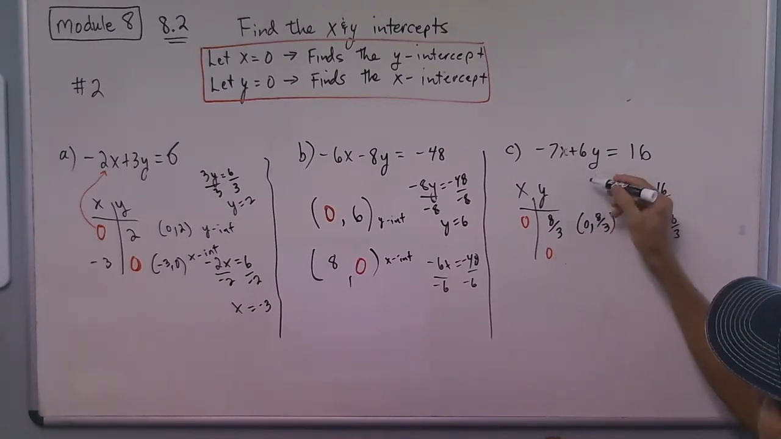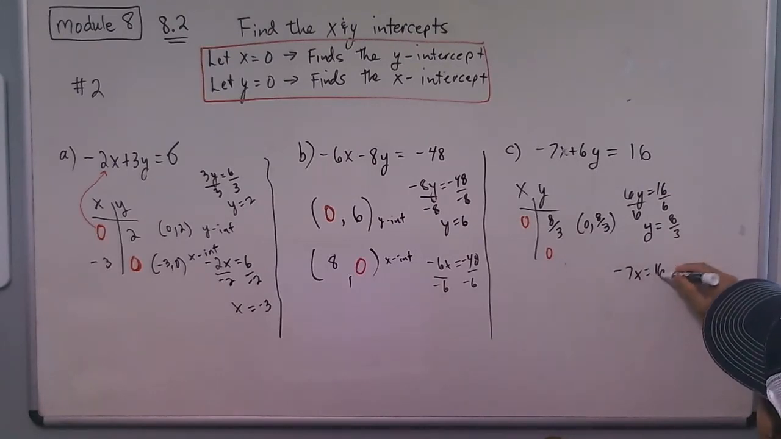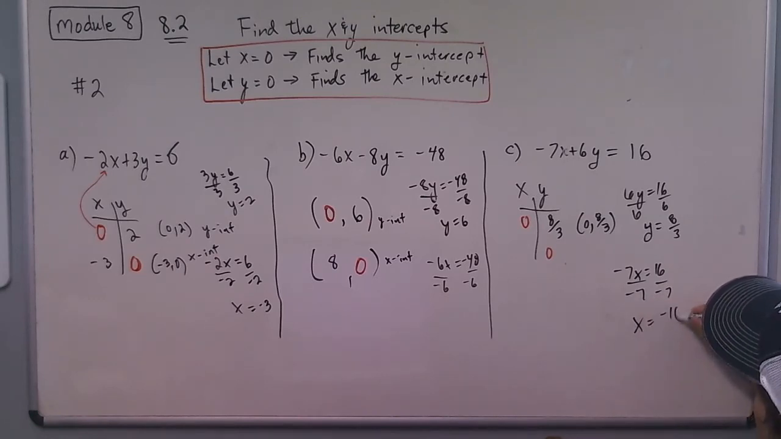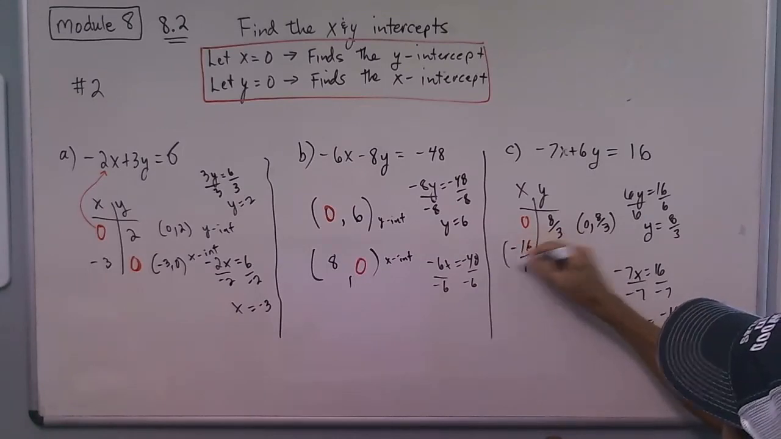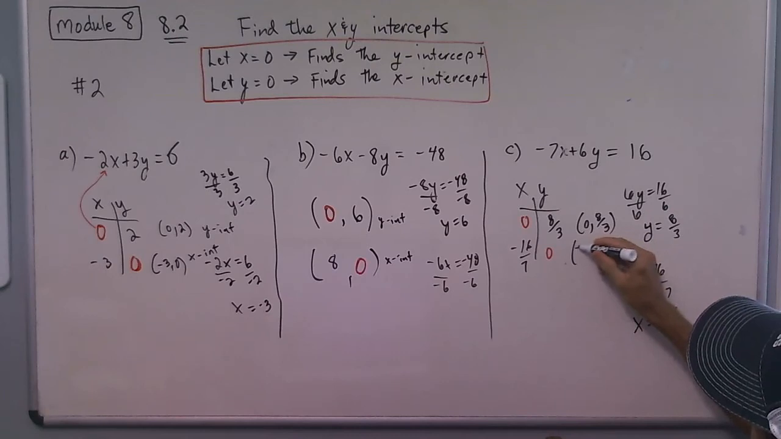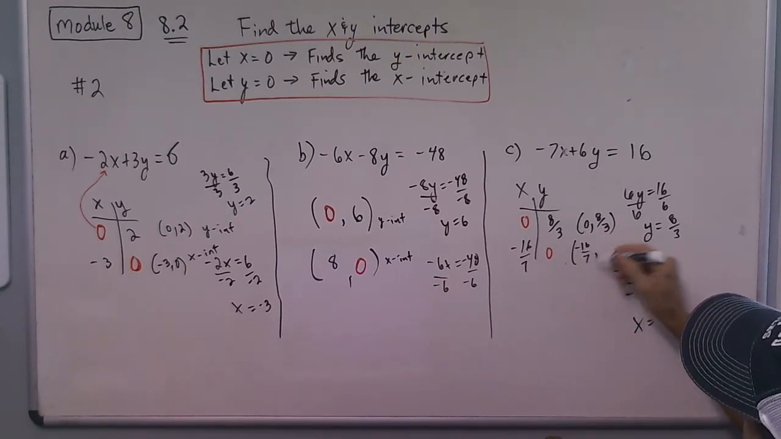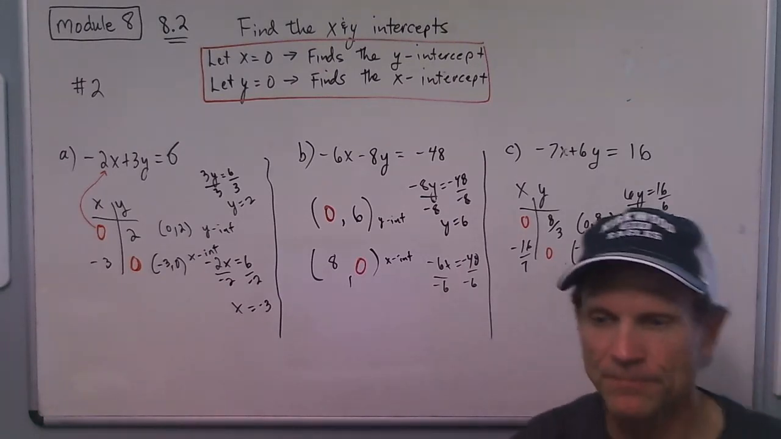And then we put 0 in for y. We get negative 7x equals 16. And we kind of talked about in previous videos that it's a good idea to get the negative sign in the top of a fraction. It just keeps track of it a little better. Okay, so that's how to find the x and the y intercepts. All right, thanks.